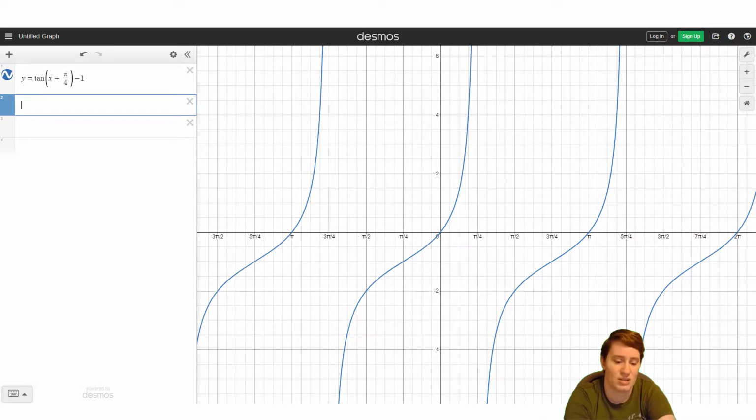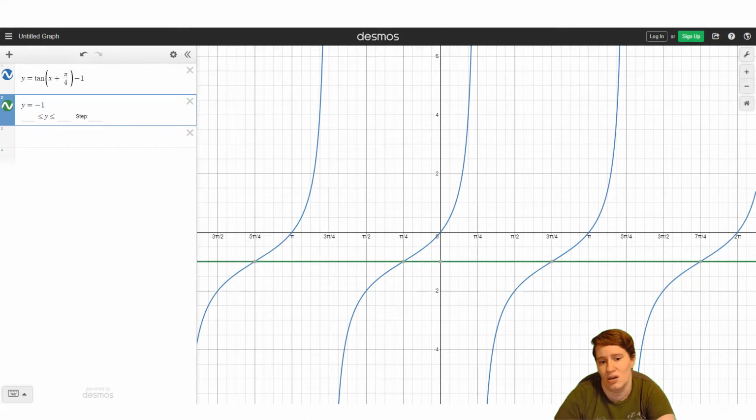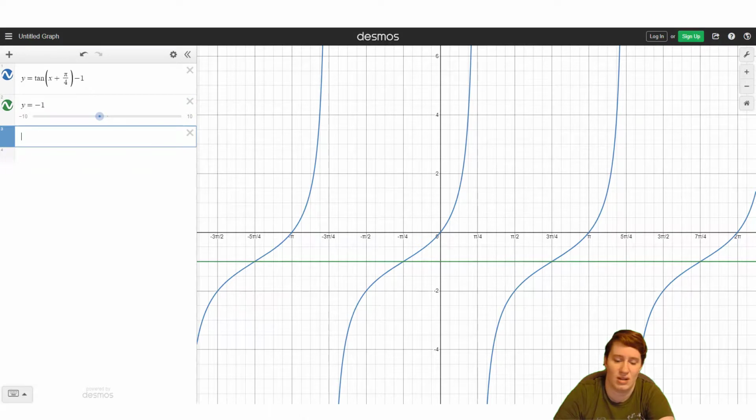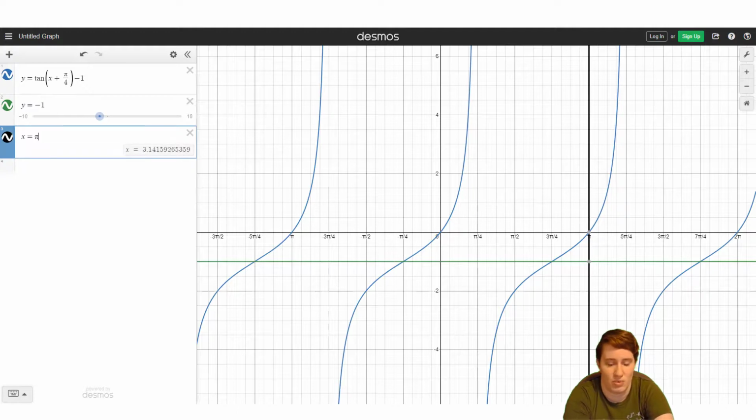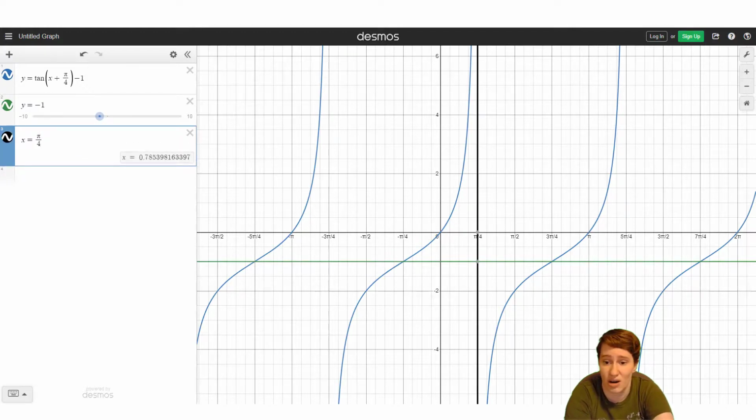Because it's shifted down one, if I put in y equals -1 here, then I can actually see where that pivoting point is. I can click or touch on my phone and see what that is. I can also mess around with where the asymptotes would be if I want to. So it looks like pi over 4 would be one of them. But then I can graph and say, oh yeah, that is pi over 4.